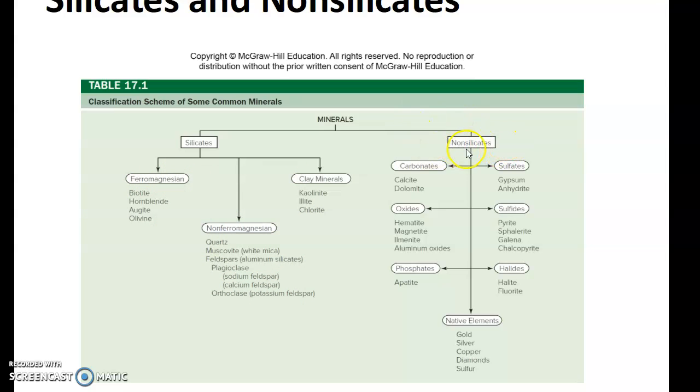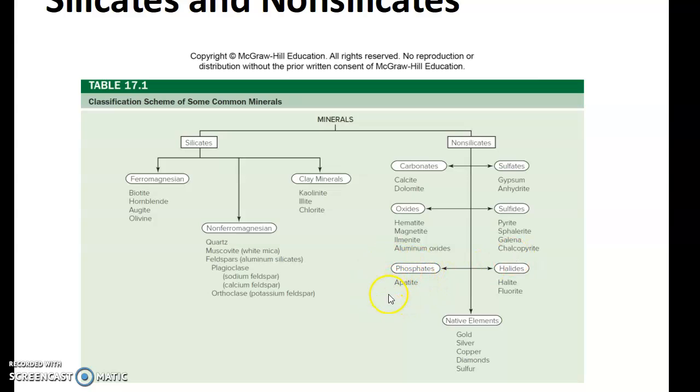Then you have all the rest, the non-silicates. Your carbonates are calcite and dolomite. Your sulfates are gypsum and anhydrite. Your oxides are hematite, which is iron oxide, magnetite, which is another form of iron oxide, ilmenite, and aluminum oxides. Then you have your sulfides. Pyrite is essentially iron and sulfur. Sphalerite, galena, and chalcopyrite.